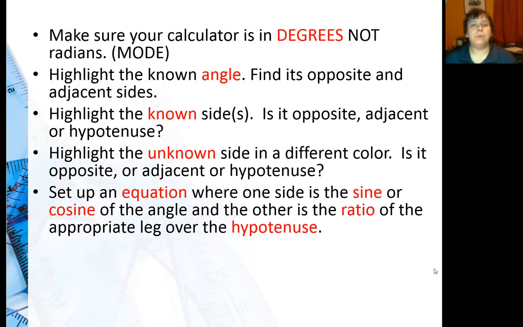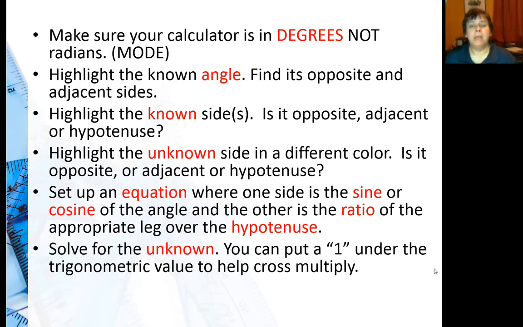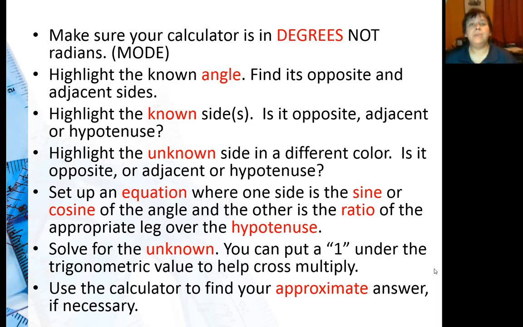Set up an equation where one side is the sine or cosine of the angle, depending on which problem you're doing, if you're working with the opposite leg or the adjacent leg, or if that's what you're looking for. And the other is going to be the ratio of the appropriate leg over the hypotenuse. Solve for the unknown. One big thing, once you set up sine of blank equals blank over blank, one of the easiest things you can do is put a 1 under that trig function, and that way you can make it easier to cross multiply. And use the calculator to find your approximate answer if necessary.